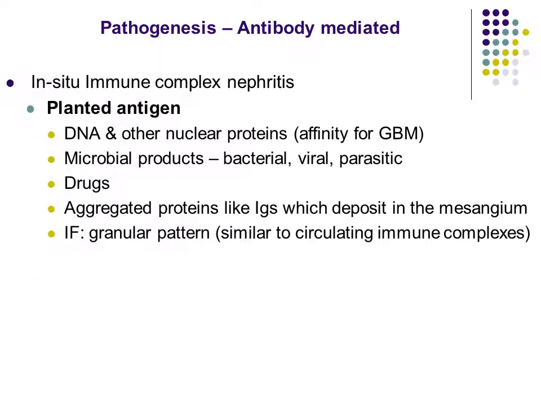In antibody mediated glomerulonephritis, you can see planted antigens like DNA or other nuclear proteins. They have an affinity for the glomerular basement membrane, so they get planted over it. Apart from that, microbial products from bacteria, viruses or parasites, even drugs, and aggregated proteins like immunoglobulins can be deposited in the mesangium, which on immunofluorescence will show a granular pattern similar to that of the circulating immune complexes.